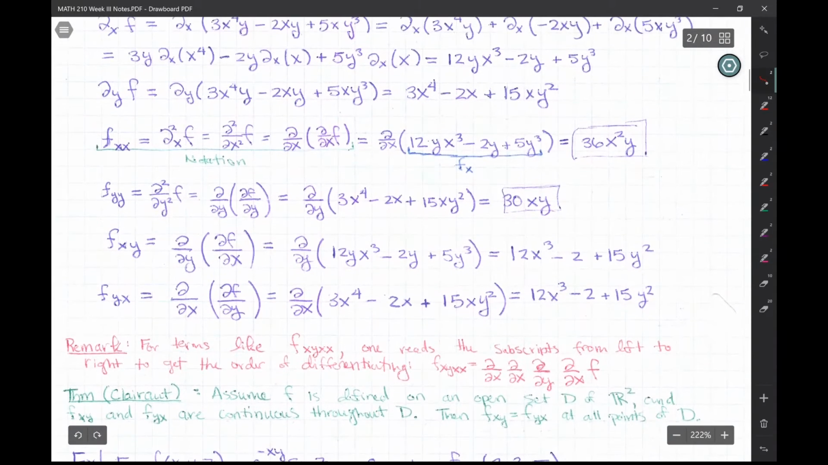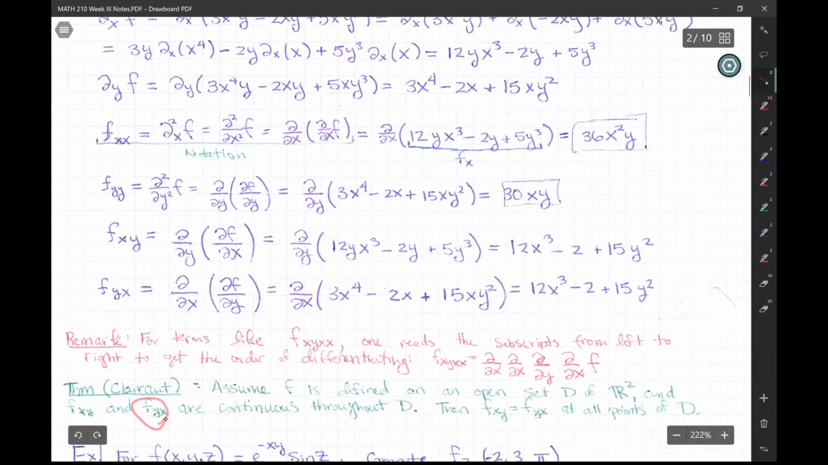And that happens quite often. We have a theorem by Clairaut, which tells us that if f is defined on some open set D of the plane, and crucially f_xy and f_yx, so f_xy is the partial derivative with respect to y of the partial derivative with respect to x, and f_yx, if they're both continuous throughout D, then we have that these two are equal at all points of D. So the condition is that these two need to be continuous on the open set D, and then you're guaranteed that, just as we found here, these two will be equal.